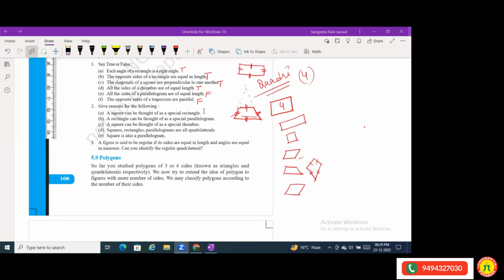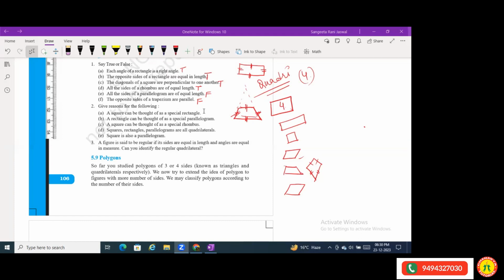Okay. See, in rectangle and parallelogram, the similarity is that the opposite sides are equal and parallel. But if you talk about angles, in rectangles all the angles are 90 degrees, but in a parallelogram this is not so. The opposite angles are equal, and the adjacent angles add up to 180 degrees. But we can call a rectangle a special parallelogram, whose all angles are 90 degrees. Okay? Okay, ma'am.